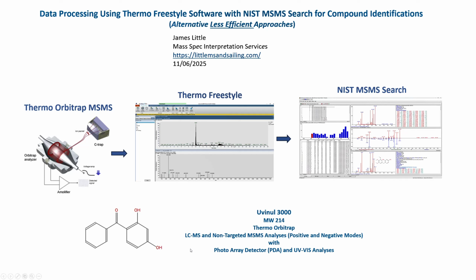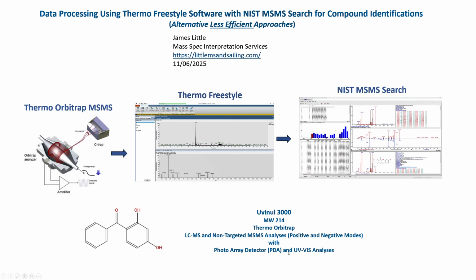And again, we'll demonstrate it with the Uvinul 3000, molecular weight 214, with data from the Thermo Orbitrap LCMS non-targeted MSMS analyses, both positive and negative, with a photodiode array detector channel that you can get a chromatogram from, and the UV-Vis analysis. And this is all obtained in one file. You just need to parse it out or look at the different parts of it individually.